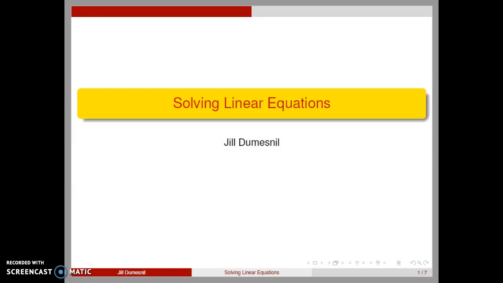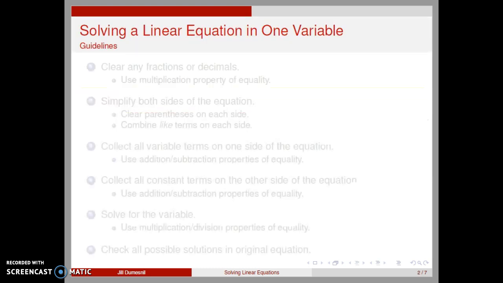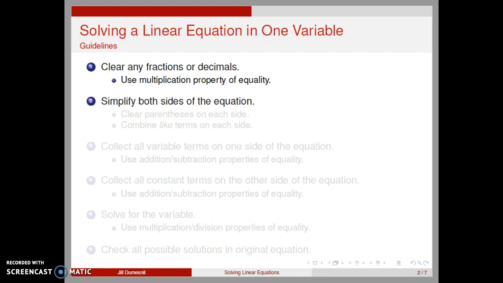We will review the procedures for solving linear equations and provide examples. These guidelines are not hard and fast rules, but are simply suggestions for how to solve linear equations. First, clear any fractions or decimals by multiplying by an appropriate constant on both sides of the equation. Next, simplify both sides of the equation by clearing parentheses and collecting like terms on each side.